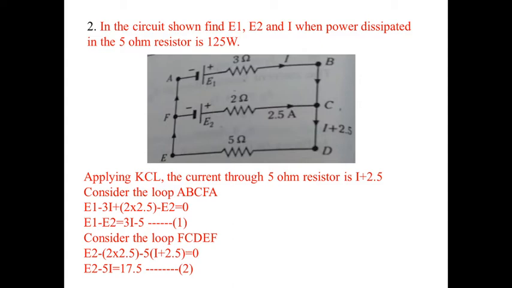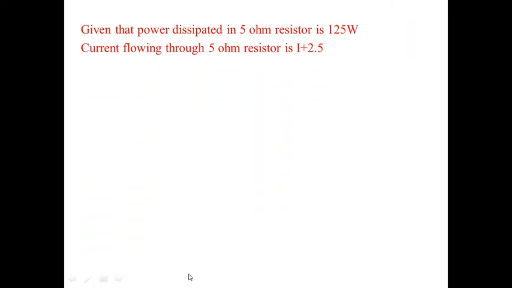So this is equation number 2. 2.5 into 5 is 12.5, and 12.5 plus 5 is 17.5. So we have 2 equations and 2 unknowns, so we can solve.